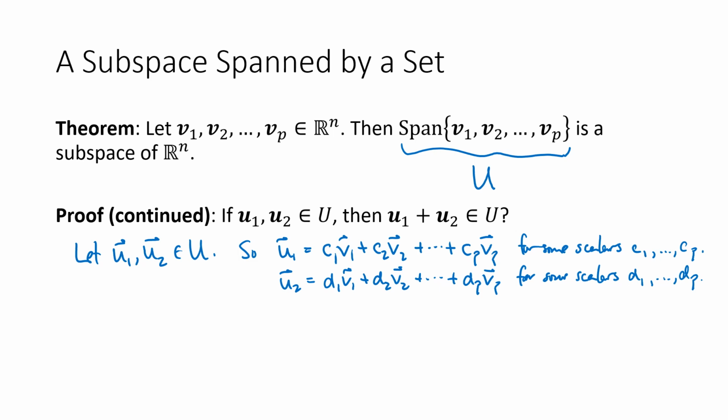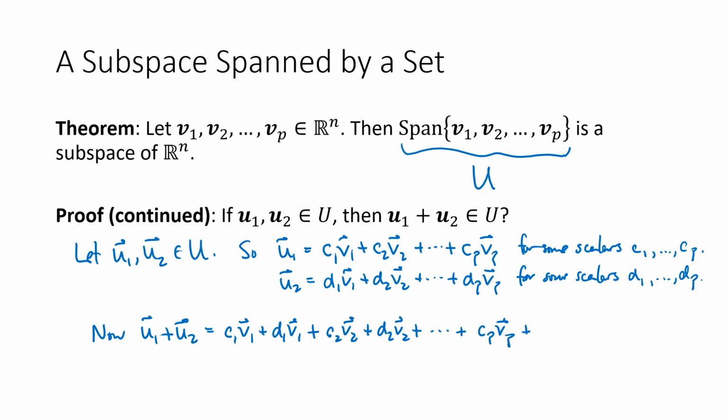And in this case, we're going to add these two vectors together. So what's U1 plus U2? Well, I can add these together in different ways, but I've specifically lined these up because I want to group together the V1s and I want to group together the V2s and so on. So I'm going to get C1 V1 plus D1 V1, and then C2 V2 plus D2 V2, and then C3 V3 plus D3 V3, and so on, dot, dot, dot. And then finally CP VP plus DP VP.